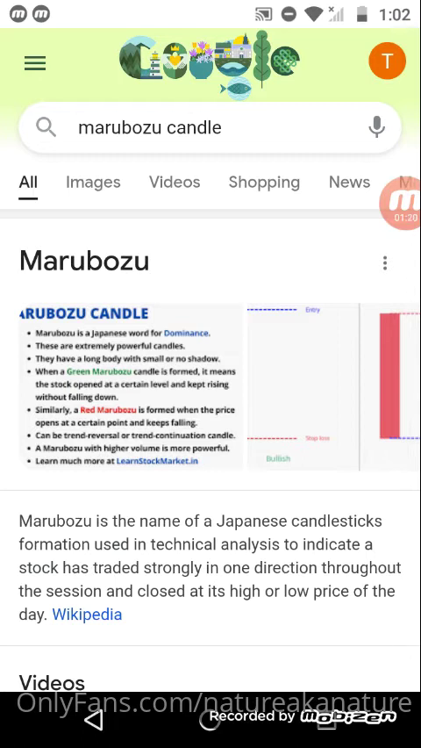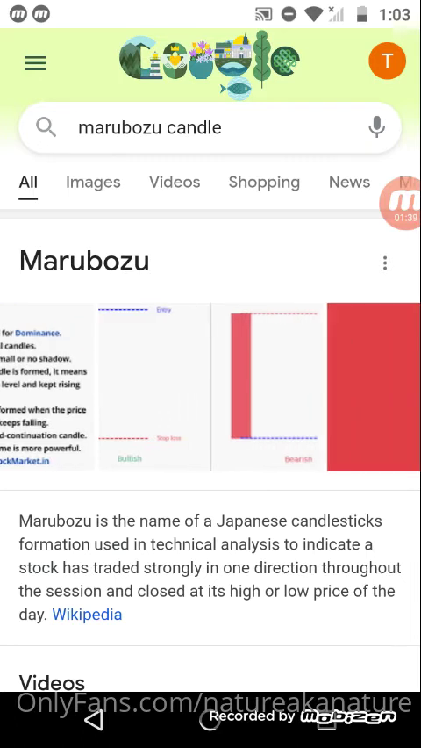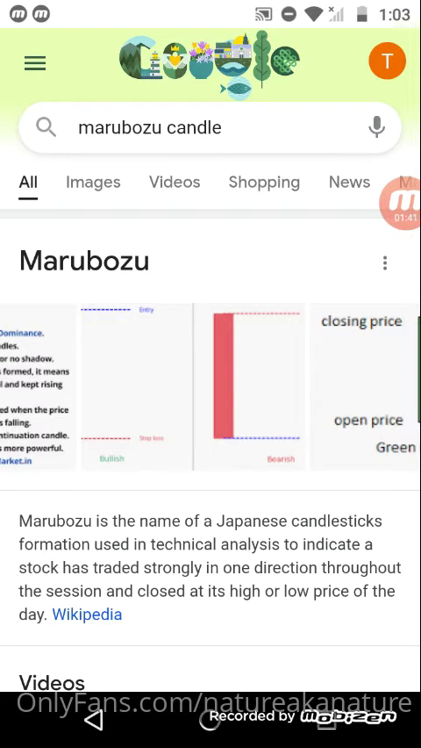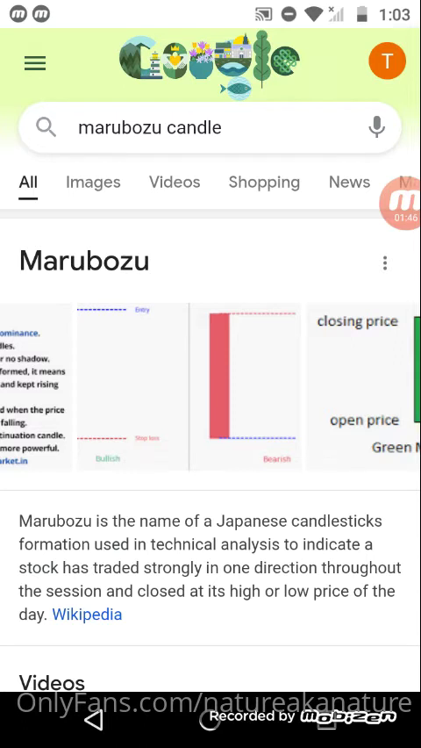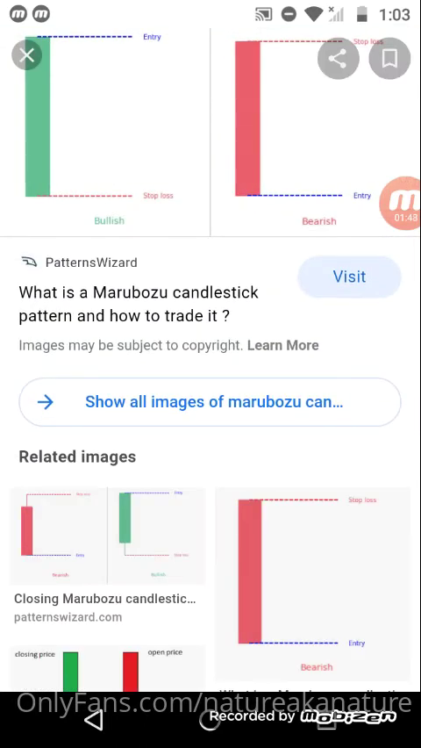A Marubozo candlestick pattern is called that because Marubozo is translated to a bald head or a shaved head in Japanese. So a Marubozo candlestick is a bald or shaved candlestick, meaning it has no shadows or wicks. In this example right here, this is a bearish Marubozo candlestick, and it's red. And this is a bullish Marubozo candlestick. It's green. Both of them don't have any wicks on them.